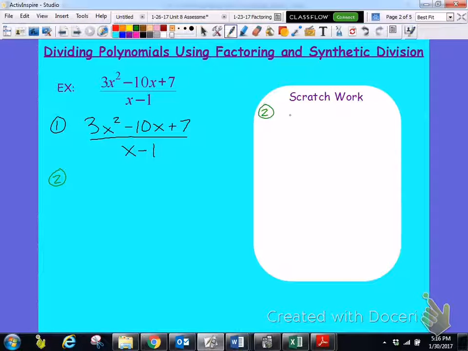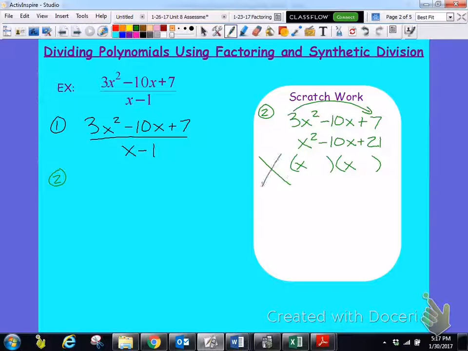For step 2, I'm going to take my numerator, 3x squared minus 10x plus 7. And I'm going to factor that by sliding my 3 over to my 7 and multiplying. So x squared minus 10x plus 21. Now I can open my parentheses, start each one with an x. I'm going to put my 21 up top and my negative 10 on bottom. I'm looking for two numbers that multiply to 21 and add to negative 10. So that's going to give me a negative 7 and a negative 3. So x minus 7 times x minus 3.